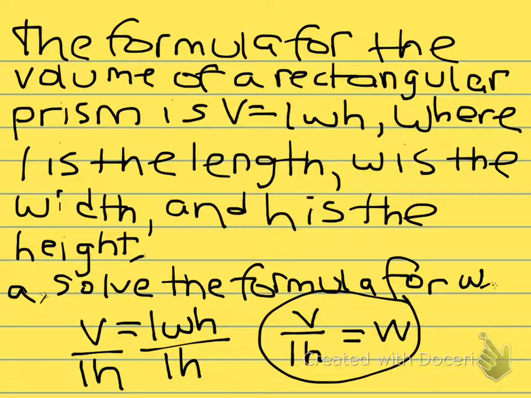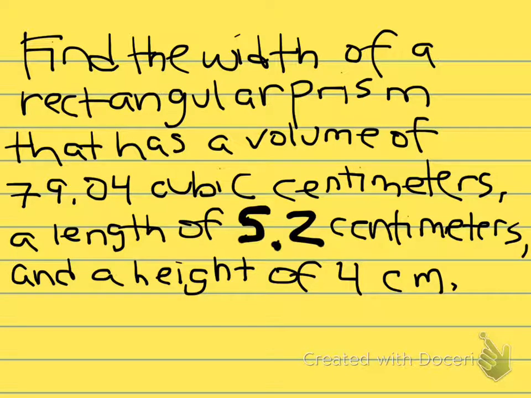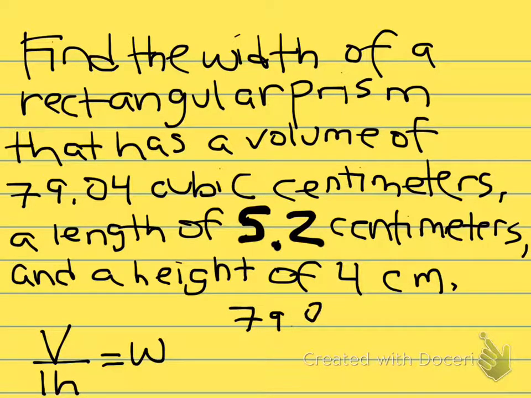And then I'm going to use this for the next problem. So if we remember that V over LH equals W, this question is asking me to find the width, so find W of a rectangular prism, and it gives me all the other parts. So the volume is 79.04. We're going to plug that in for V. And then length is going to be 5.2, so we plug that in for L, and the height is 4, so we plug that in for H.